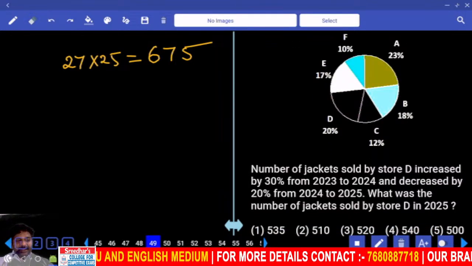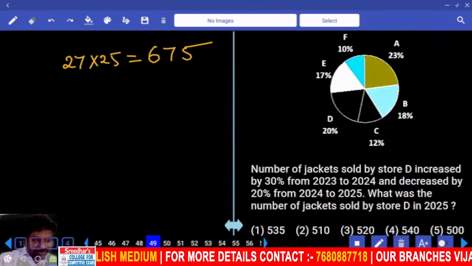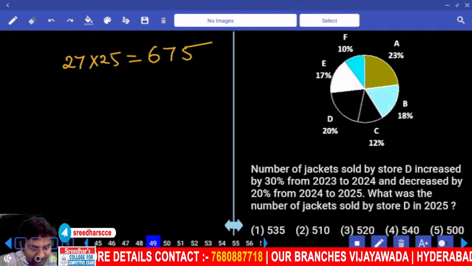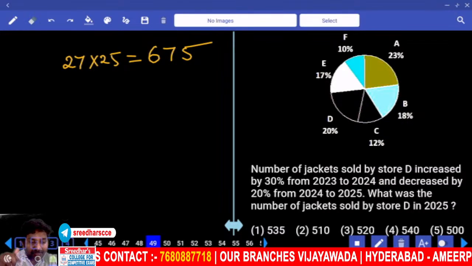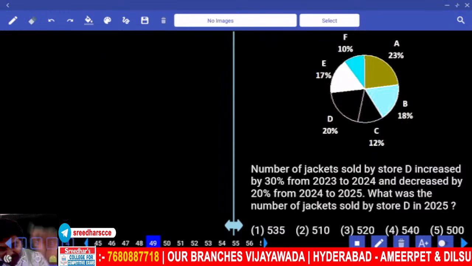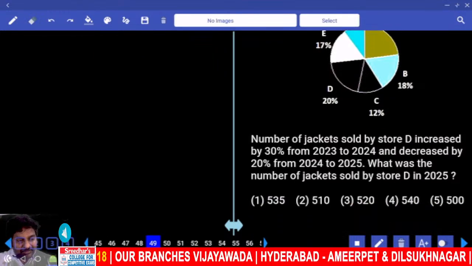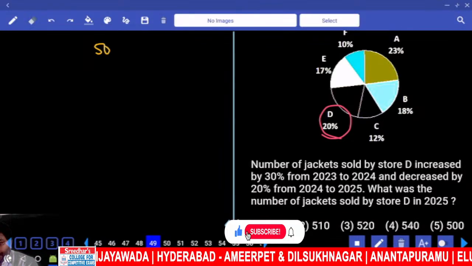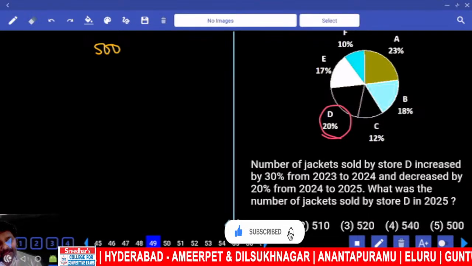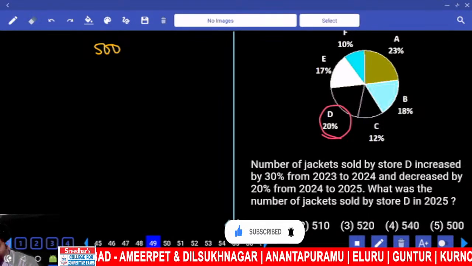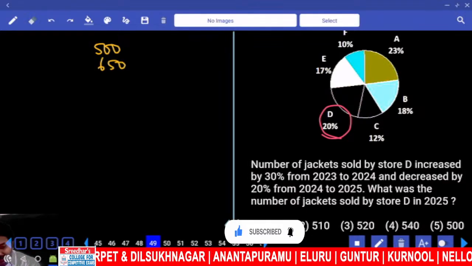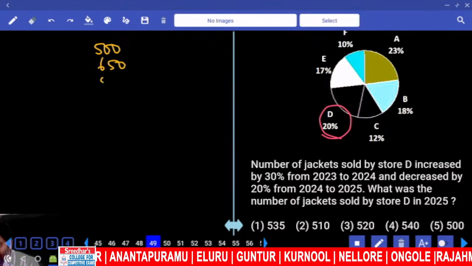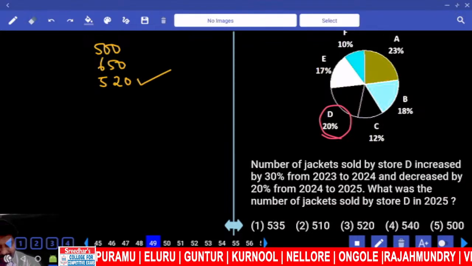Number of jackets sold by D increased by 30% from 23 to 24 and decreased by 20% from 2024 to 2025. What was the number of jackets sold by D in 2025? Fine. D 20% calculated on 2500 becomes 500. First increased by 30%, 150 increase, 650. Then decreased by 20%, 130 decreased, 520.